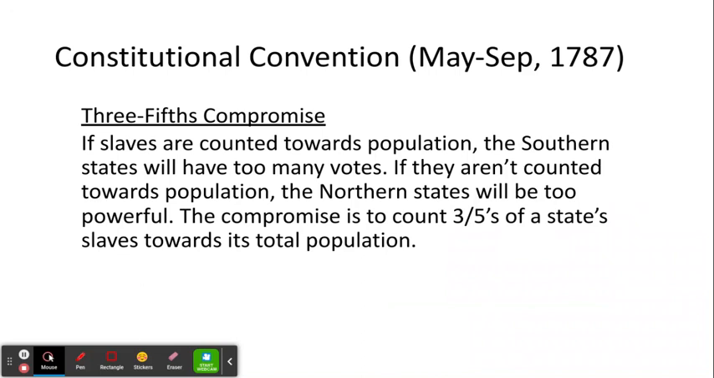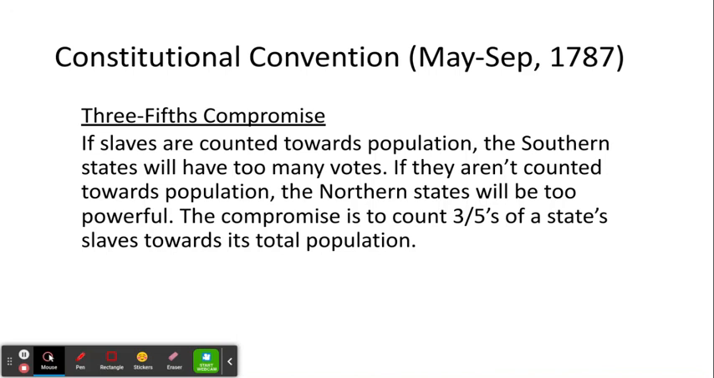Because if they're able to count slaves for their total population, then they're able to get even more votes for themselves, because they're not just going to count their white males. They can count slaves too. And that means, hey, my population just went way up if I count my slaves, so give me more votes.